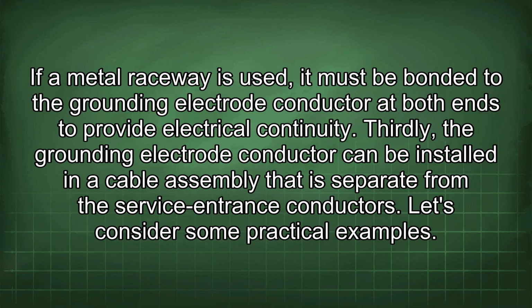If a metal raceway is used, it must be bonded to the grounding electrode conductor at both ends to provide electrical continuity. Thirdly, the grounding electrode conductor can be installed in a cable assembly that is separate from the service entrance conductors. Let's consider some practical examples.